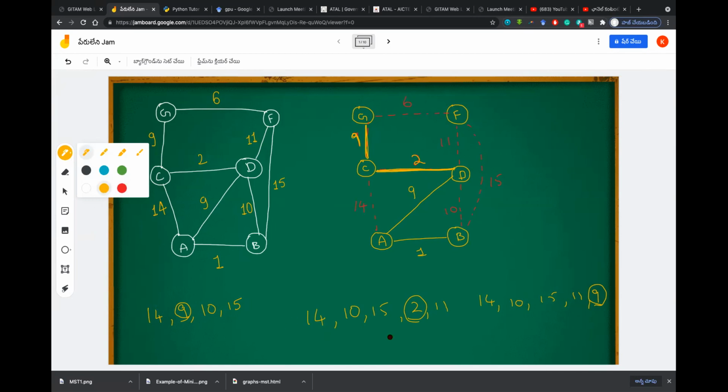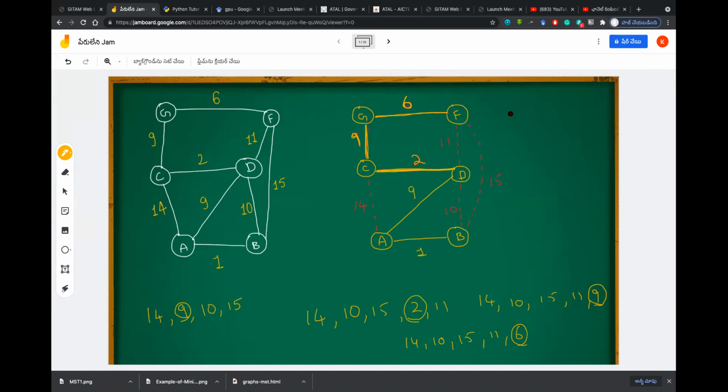Now, what are the things I need to compare now? Still, again, 14, 6. 14, 10, 10, 15, 15, 11, 11, and 6. So 6 is minimum, and hence join GF, sir. Consider 6. Join GF. So this is your final spanning tree. Then you might ask me, sir, why can't we consider if we come to F? We have again 14, 10, 11 and 15, so we got 10.